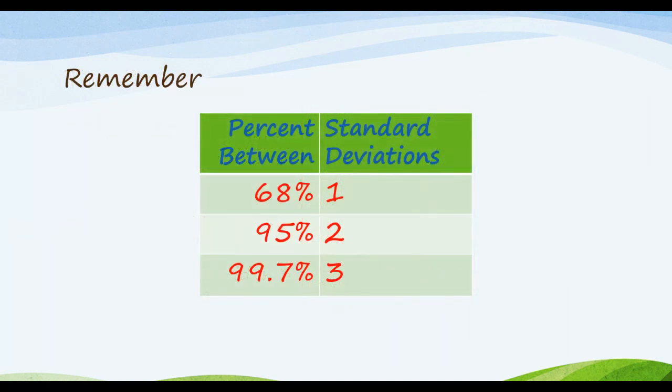Here again, just another visual reminder for you, if you want to jot that down too. So 68% of the data is one standard deviation from the mean, 95% is two standard deviations, and 99.7% is three standard deviations.